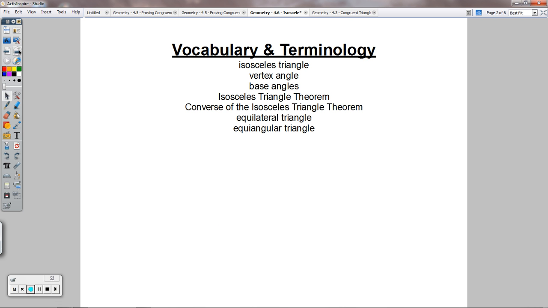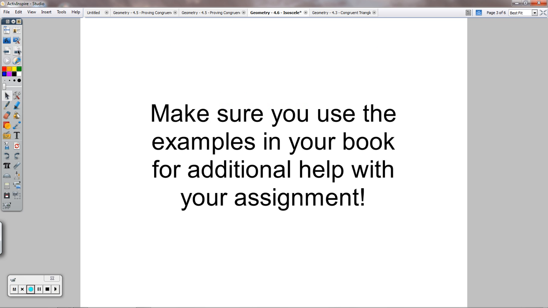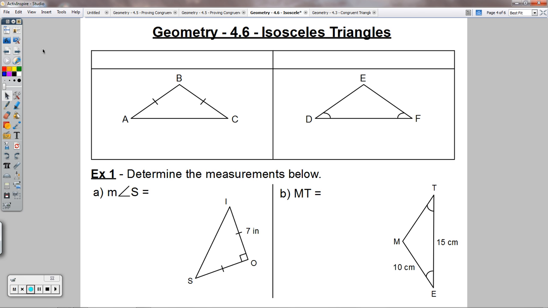This is something we've learned about before, at least what isosceles triangles are, but now we're going to learn a little bit more about them, look a little more in depth into what's special about them. So let's make sure you use those extra examples in your book for extra help, and let's get right into it.